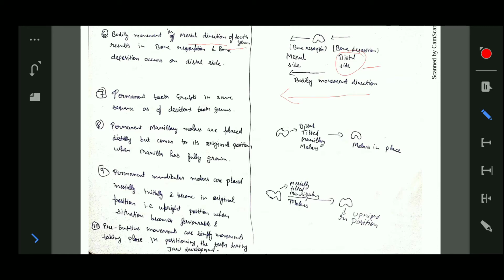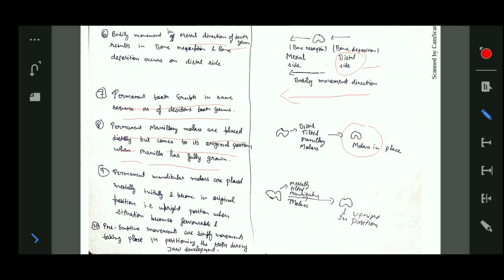Now if we talk about the permanent teeth, the eruption is the same as for the deciduous tooth germ. But let's talk about the permanent maxillary molars, which are placed in a distal direction in the initial phases of tooth eruption. When jaw growth is completed and the maxilla has fully grown, they come into their place, that is the upright position in the oral cavity.